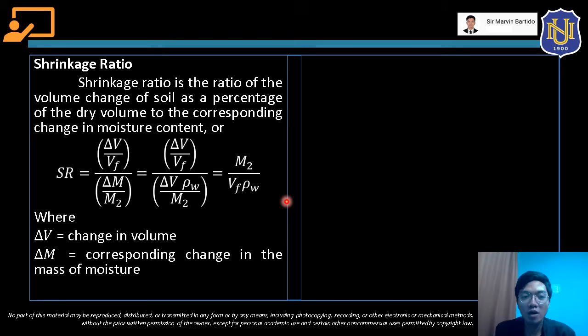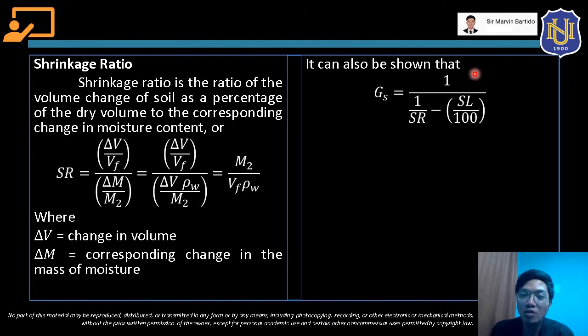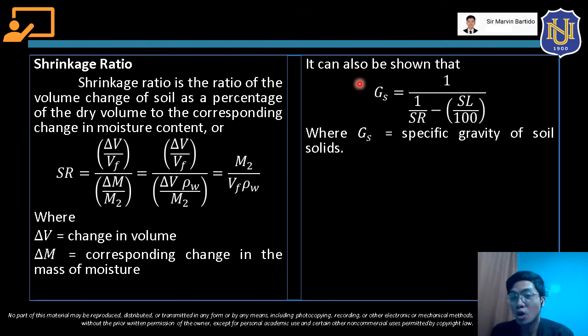Okay. So from here, it can also be shown that G sub S equals 1 over SR minus SL over 100. So when we have the shrinkage ratio and the shrinkage limit, we can solve for the specific gravity of the soil solids. The SR, or shrinkage ratio, is not in percent; it is a decimal number. And the SL is a percentage, which is why it is divided by 100 here.